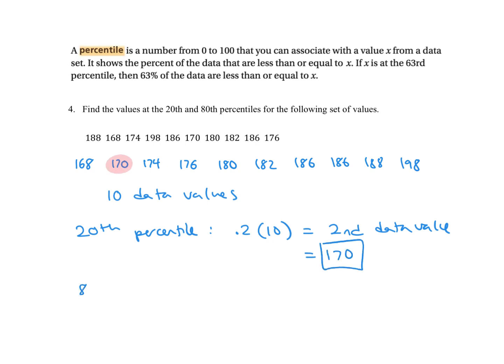And for the 80th percentile, same process. I'm going to do 80% or 0.8 times 10, the 10 data values, and we get the 8th data value. And the 8th data value is 186. So the 80th percentile is 186.